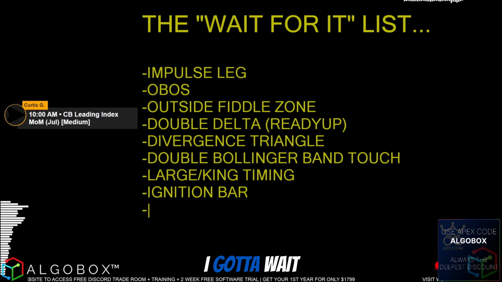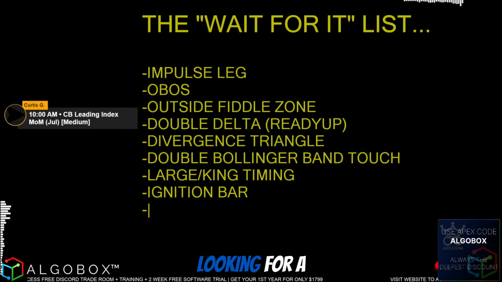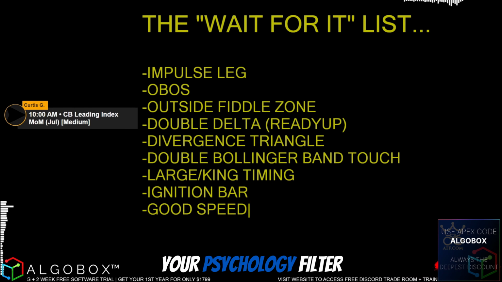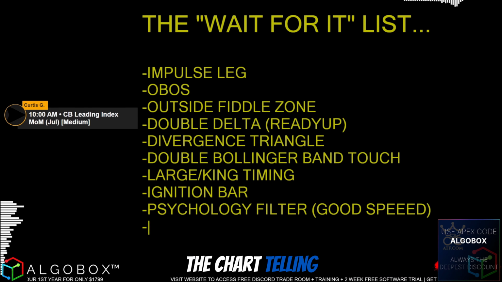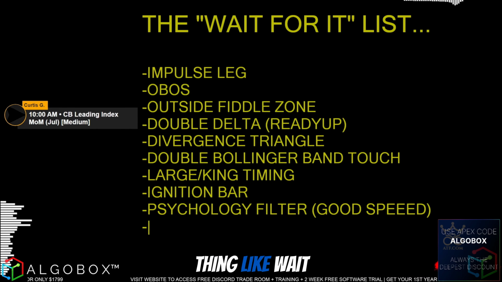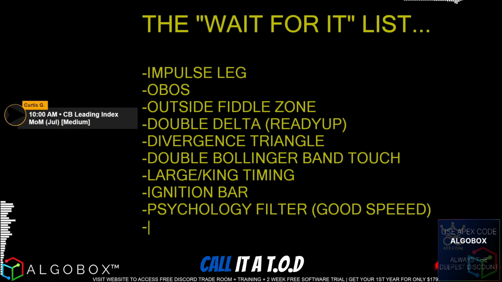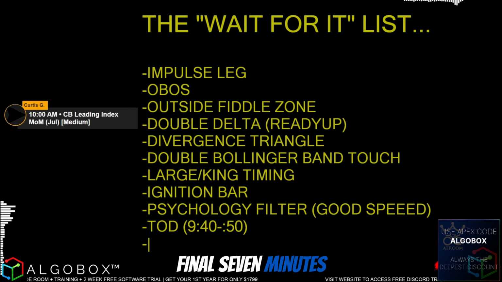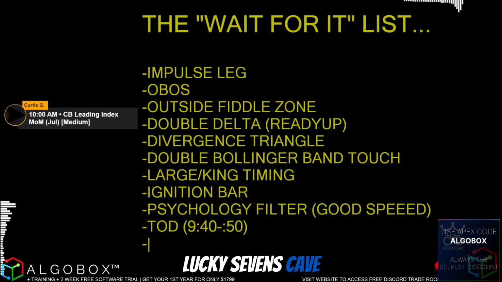You might be going, oh, I gotta wait for all these things. No, any single one of these can be used on its own if you are looking for a trade. The speedometer, we'll call wait for good speed. That could be your psychology filter, right? Is there a big X on the chart telling you wait for it? Maybe a timing thing, like wait for the 940 to 950. We'll call it a TOD, time of day. Or let's say you're waiting for the final 7 minutes of the day, right? Lucky sevens, cave touch, new bar.